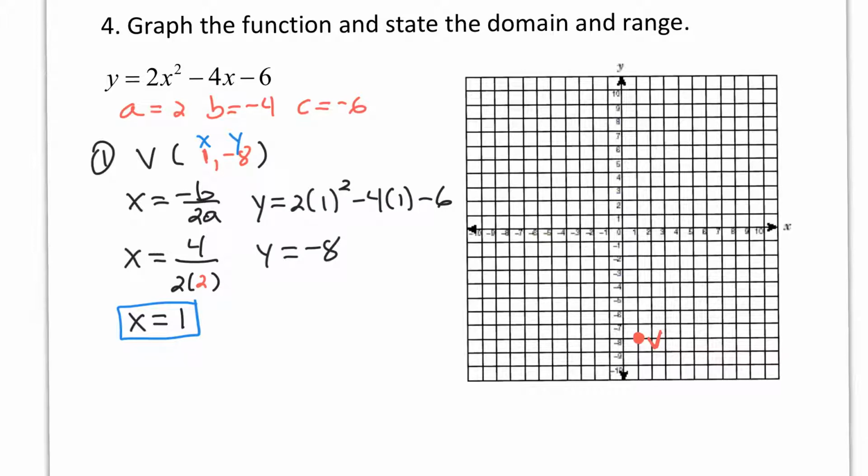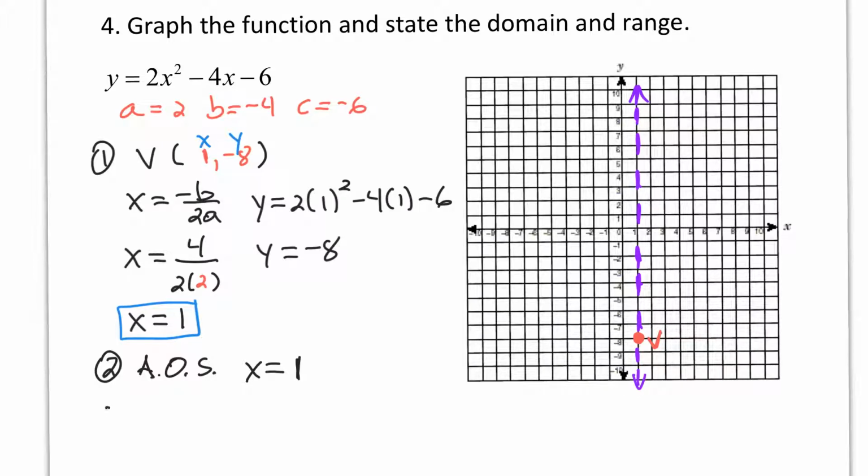Step number 2, I'm going to draw my axis of symmetry. And my axis of symmetry is at the vertex. So I make a dash line, dash through the vertex. And notice once again, it's not on top of the y-axis because my vertex is at 1, -8. So I do have my axis of symmetry. And the equation of the axis of symmetry is x equals the x of the vertex. So x equals 1. And I'm going to put a 1 right here.